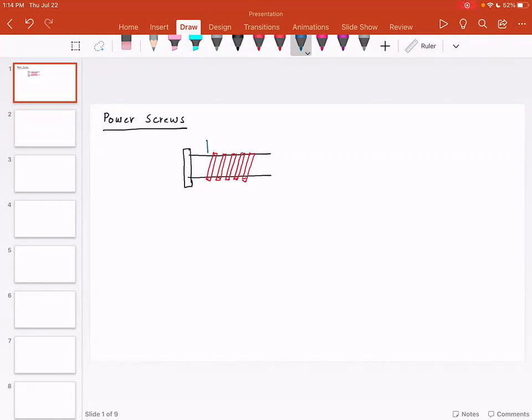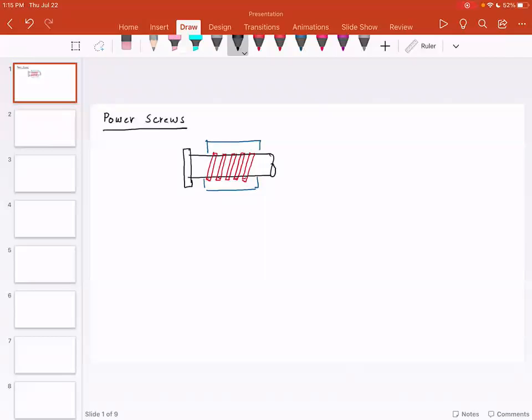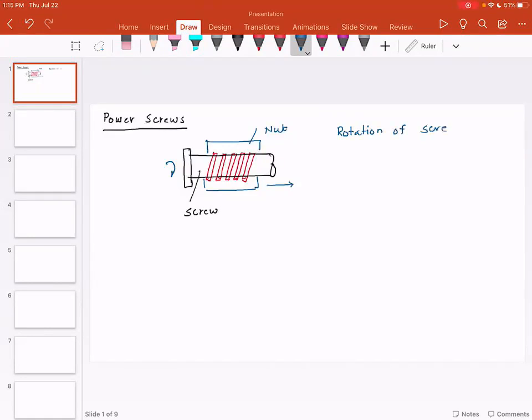And there is a nut. So this is the screw. This is the nut. The purpose of this assembly is that when you rotate the screw, the nut should advance or retract. So rotation of the screw results in translation of the nut.